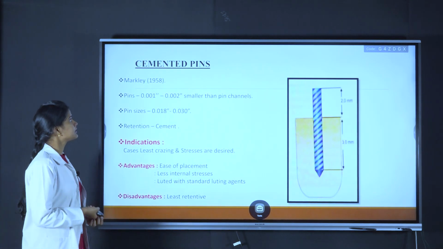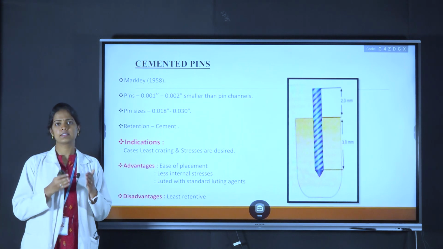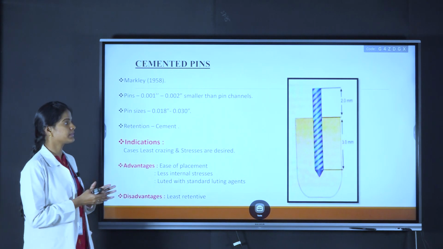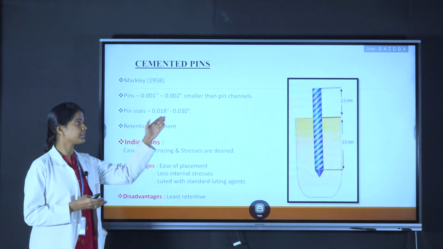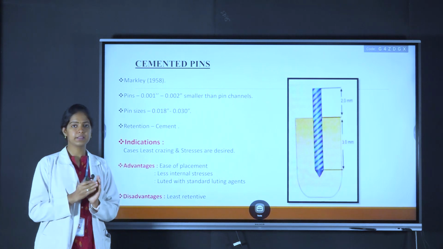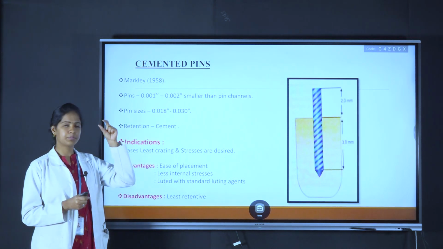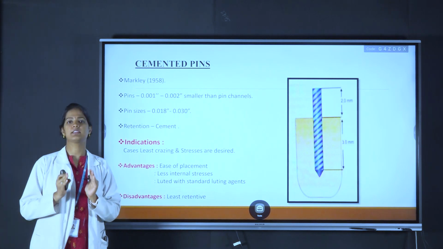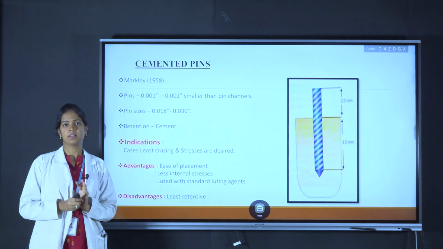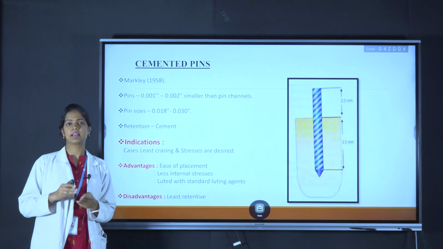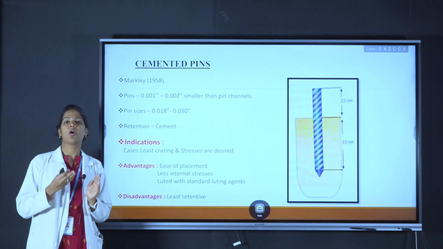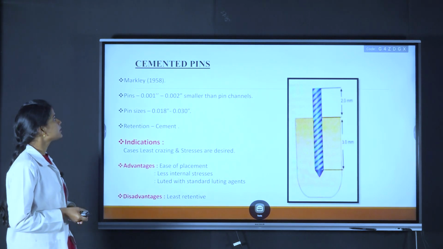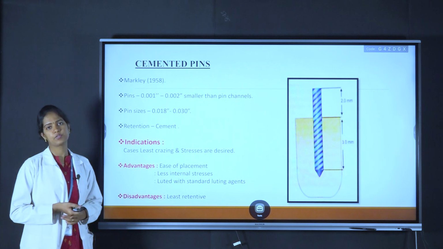So let's talk about the cemented pins. There is something that has to be discussed before getting into the pins. When you see the pin in a broader aspect, you have something called the pin and the pin channel. The pin channel is the one that is being drilled into the dentine, and then there is the pin. The three different types of pins differ in the diameter of the pins and the pin channels. Okay, so cemented pins were first introduced by Markley in 1958.